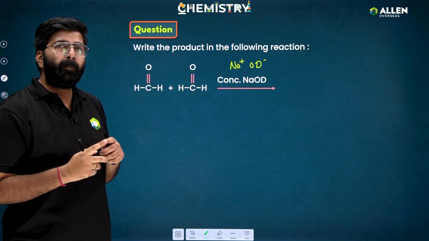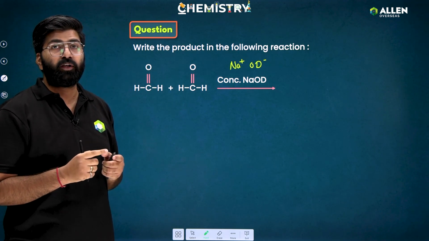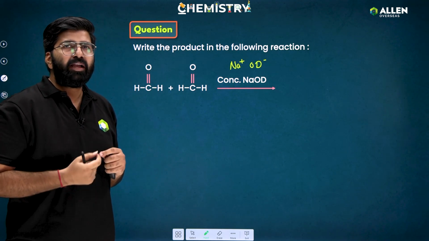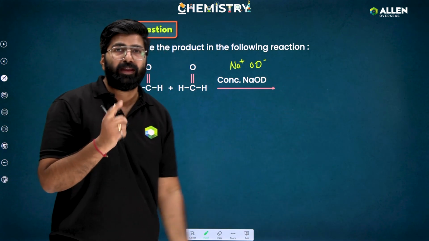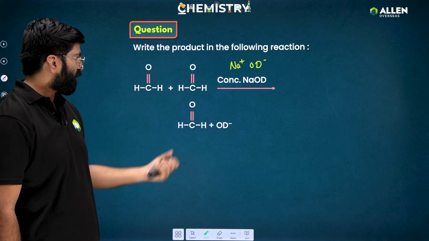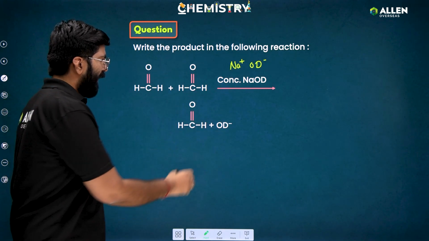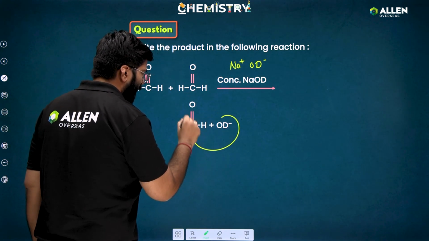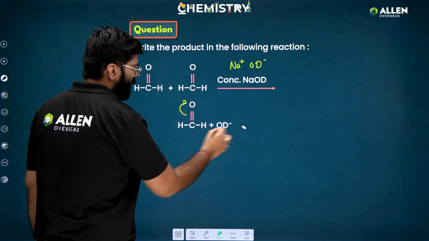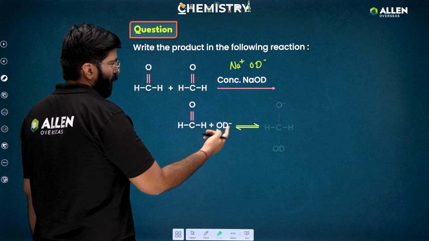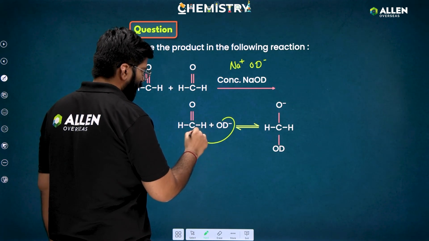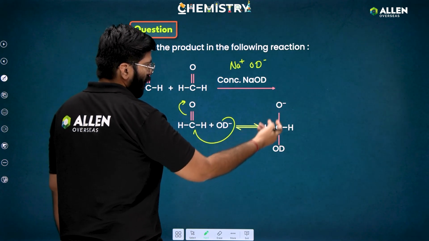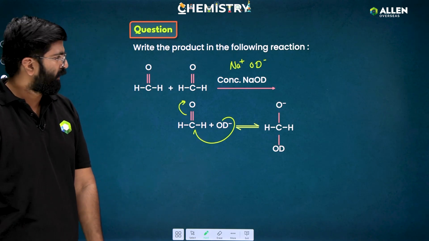That's why I told you the mechanism part was important, because once you know the mechanism, you can easily perform this type of reaction and write the product very easily. So obviously this is going to be there, and now this is going to attack over here and this will go upside. Yes, this part we have just seen. So if this is coming over here and this is going above, this will be our product.